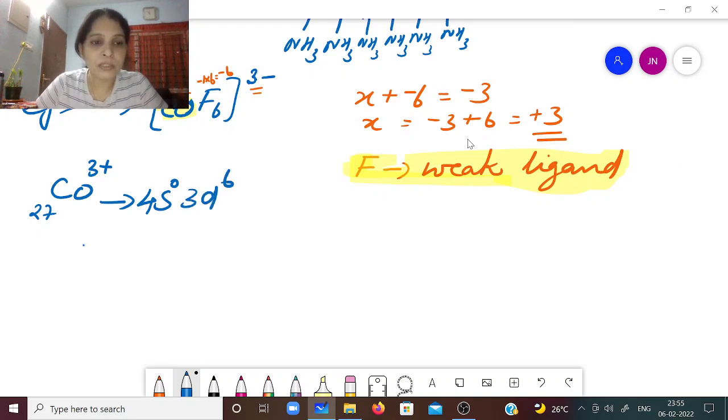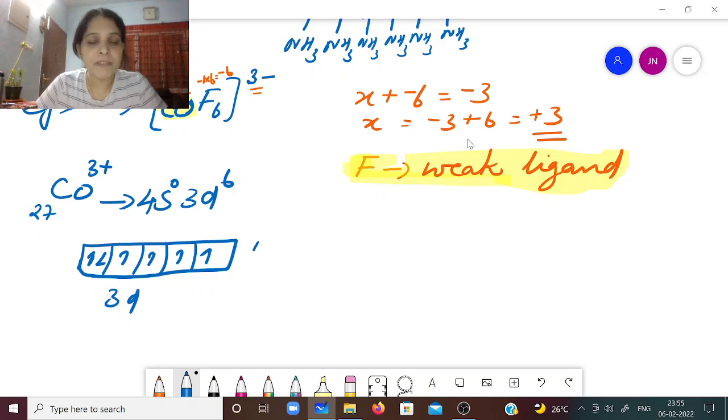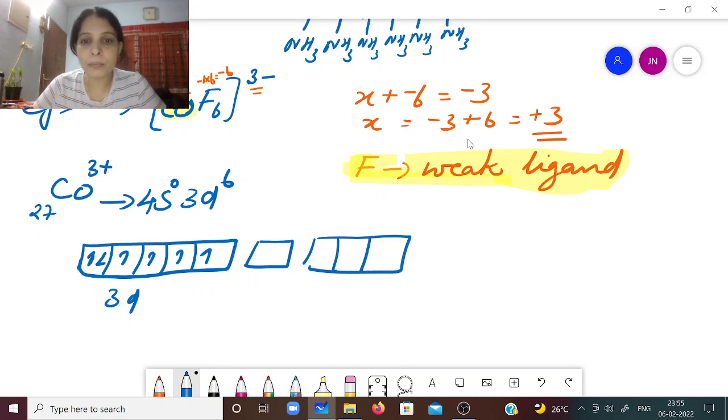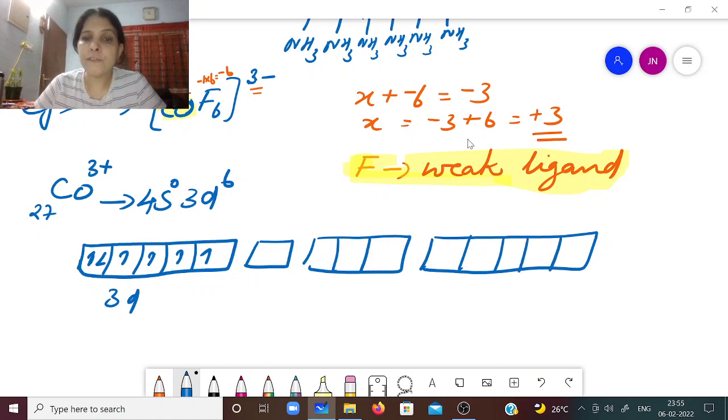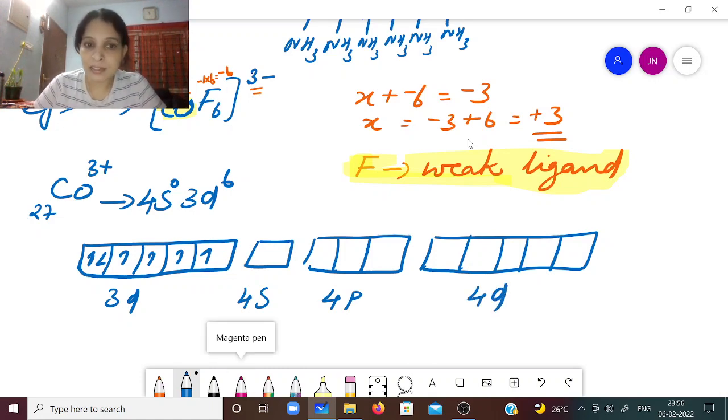Now we will draw the electronic orbital configuration. I am again repeating actually: 1, 2, 3, 4, 5, 6. This is 3d. Then we have 4s and we have 4p. And remember, as I told, because it is in the fourth period, 4d also is possible. This is 4d. Of course, these are empty, but the orbitals are present there.